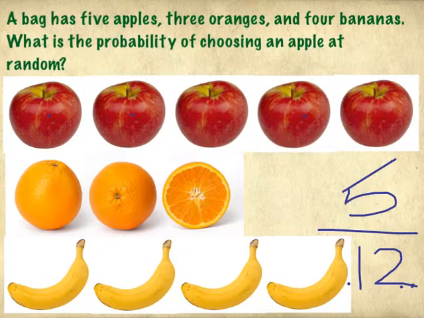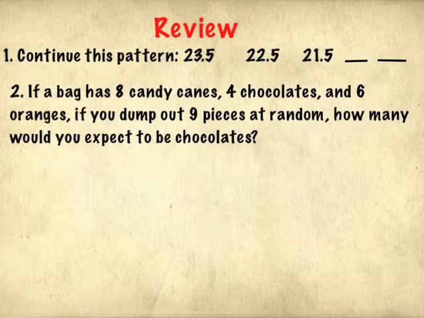So here's your review for today, and what I'd like you to do is pause the video on this slide, do the review, and then hit play. So the first question is continue this pattern, 23.5, 22.5, 21.5, and do the next 2 numbers. And number 2, if a bag has 8 candy canes, 4 chocolates, and 6 oranges, if you dump out 9 pieces at random, how many would you expect to be chocolates? So pause here and finish those 2 questions and then come back, please.